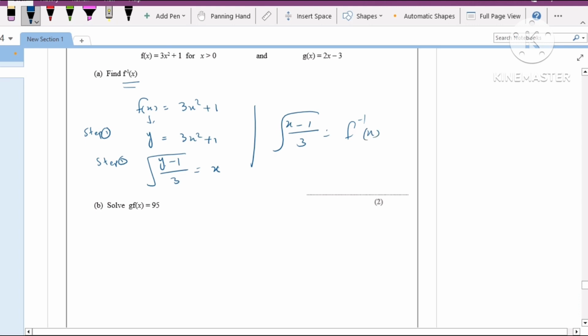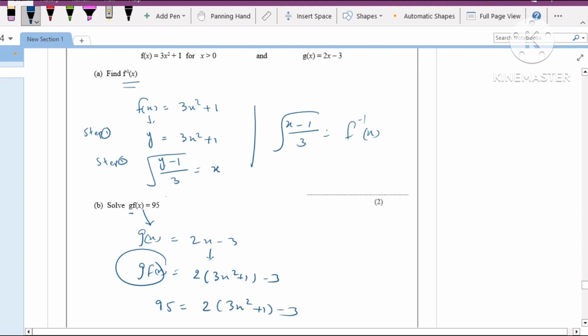g of x is equal to 95. So write g of x first, that is 2x minus 3. Then replace this x with f of x, g of f of x. Replace this x with f of x, and f of x is given as 3x squared plus 1, minus 3. So this is equal to 95. So 95 is equal to 2 times 3x squared plus 1, minus 3.